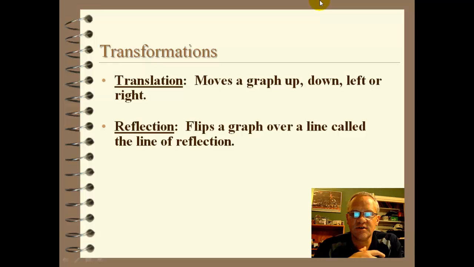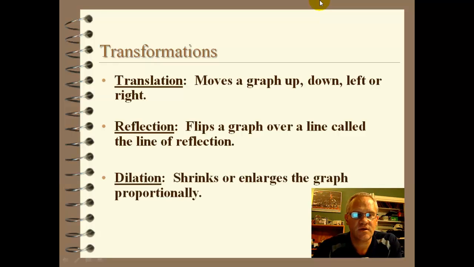A reflection is going to flip the graph over a line called the line of reflection. So it's either going to take your graph and flip it down across the x axis, or it could also flip it sideways across the y. And we'll get into that a little bit more too. And then the other thing is a dilation. It's called a dilation, and that's going to either shrink or enlarge the graph. It's either going to stretch it out or kind of flatten it, basically. All right?